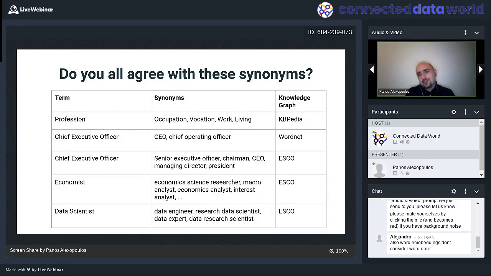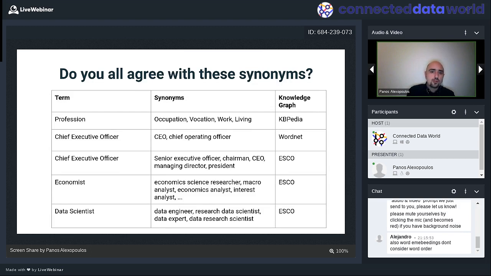Synonym is another example, and it's a really painful example. In this table, you see synonyms as they are defined in different ontologies and knowledge graphs. In ESCO, that I mentioned earlier, you have as synonyms of chief executive officer the terms senior executive officer, chairman, CEO, managing director, and even president. And in WordNet, you have as synonym of chief executive officer the term chief operating officer.